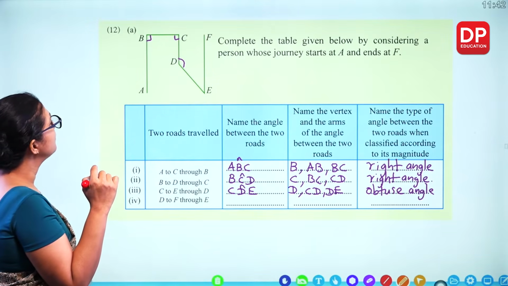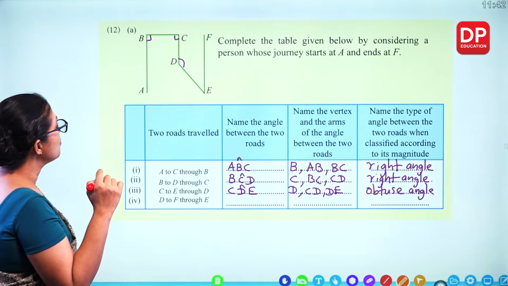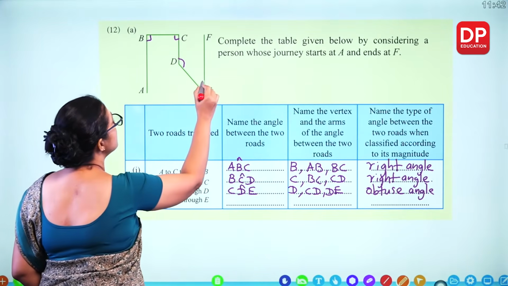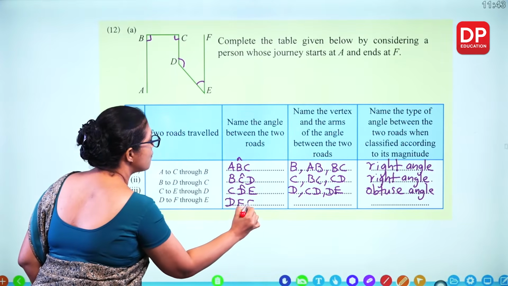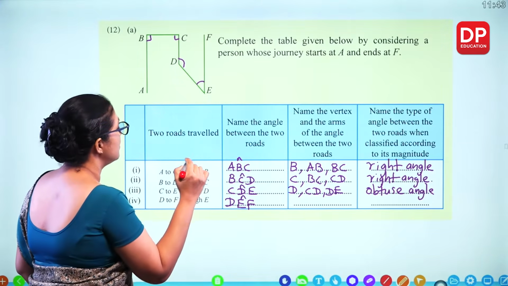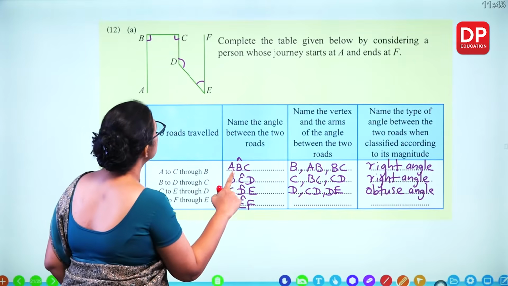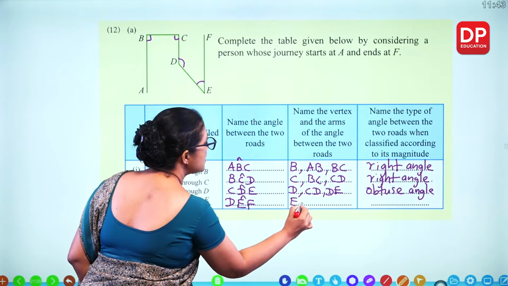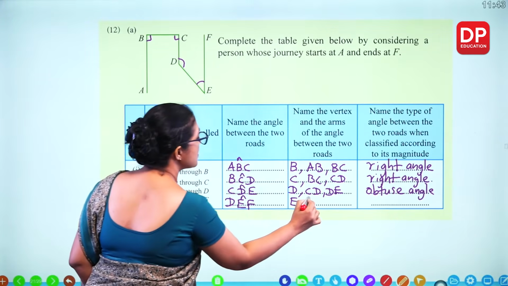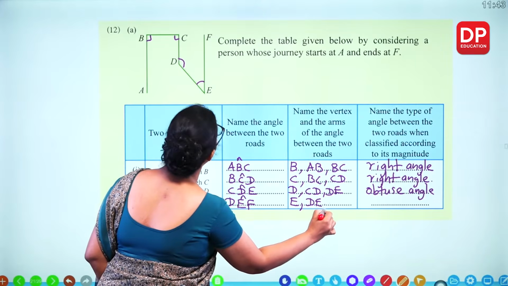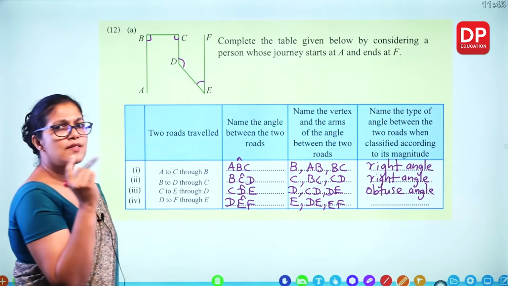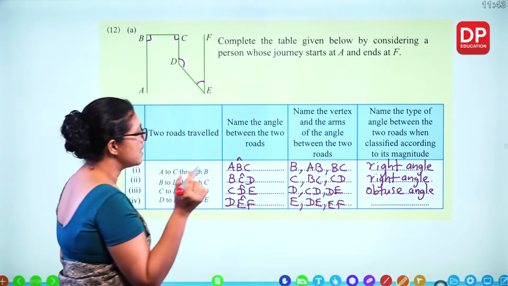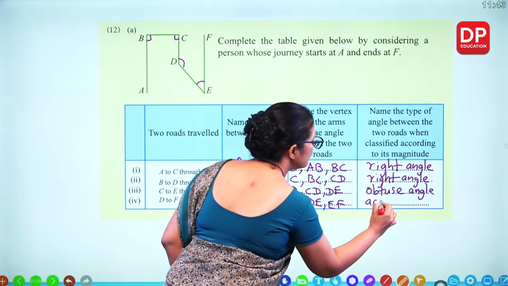D to F through E. This angle, D, E, F angle. So what's the vertex? E is the vertex and what are the arms? DE and EF. And this is a small angle, less than 90. Acute angle.